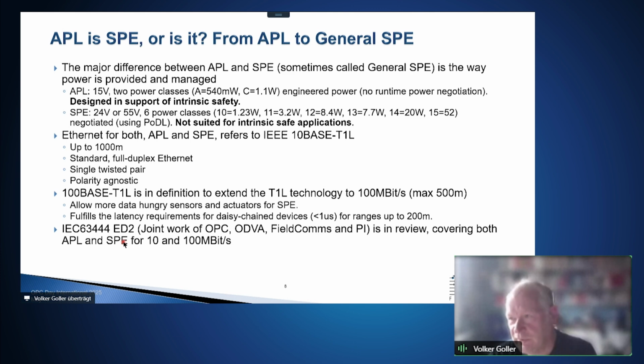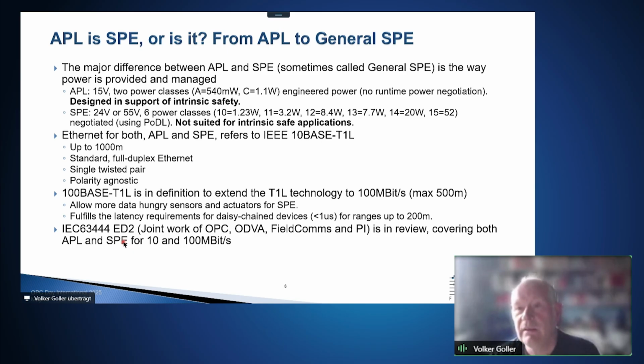So with APL, we learned it's 15 volts. It has limited power. It goes a long way with physical protection devices to make sure we can go into this ignitable atmosphere. But SPE doesn't have that problem. So for SPE, we have a different power scheme where we can provide actually 24 volts, 55 volts. And we have 6 different power classes that are auto-negotiated across the links. And we can go up to 52 watts, which is quite a bit. So some actuators may be fully driven by that or certified by that.